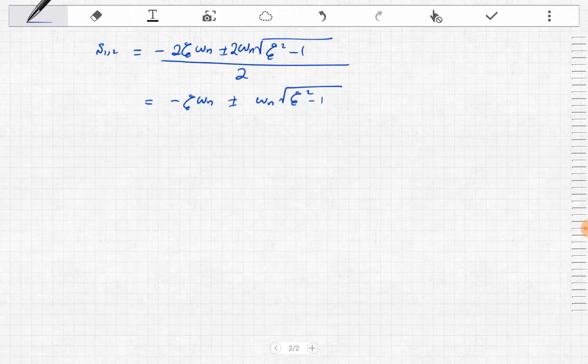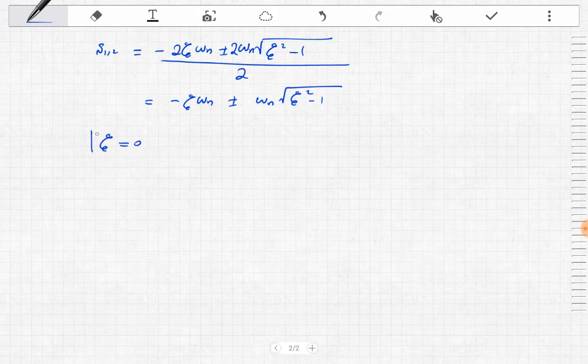Okay. Now let's look at eta. Possible eta is equal to 1, greater than 1, or less than 1, right? So first, let's say that eta is equal to 0.